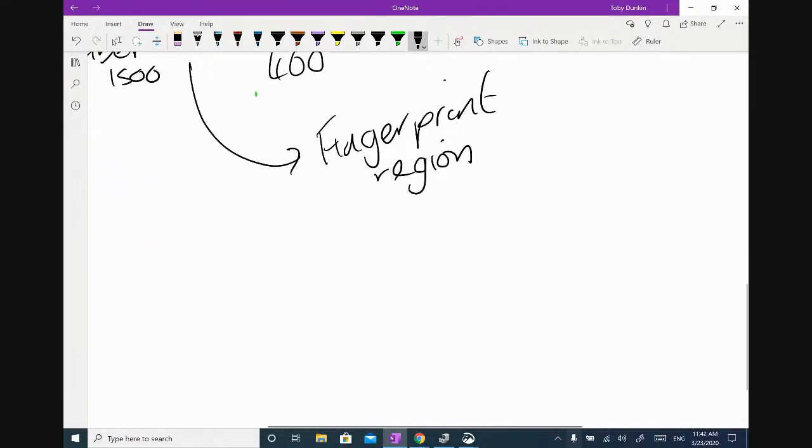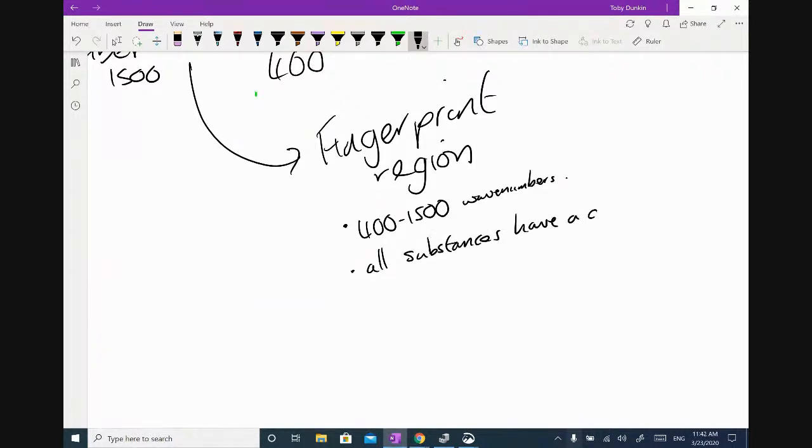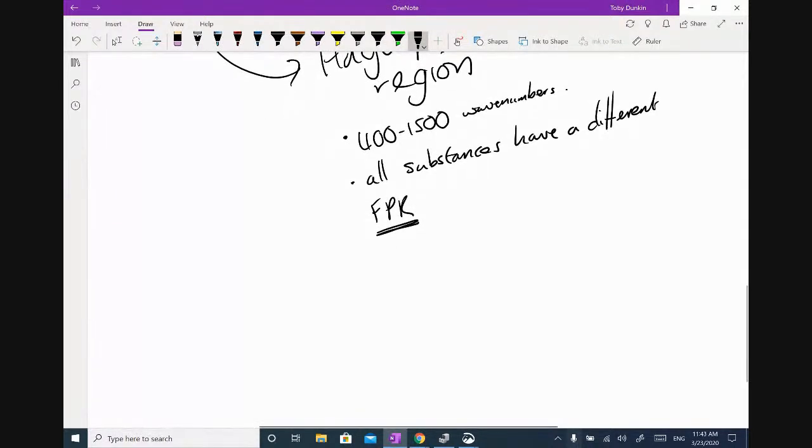So let's just put a couple of bullet point facts about this. Number one, 400 to 1500 wave numbers. Next, all substances have a different fingerprint region. I'm just going to shortcut fingerprint region to FPR. All substances have a different fingerprint region.